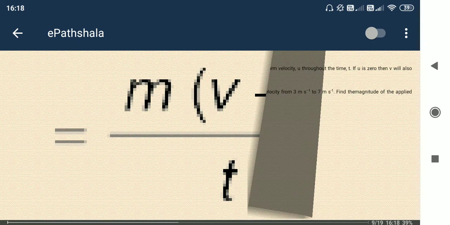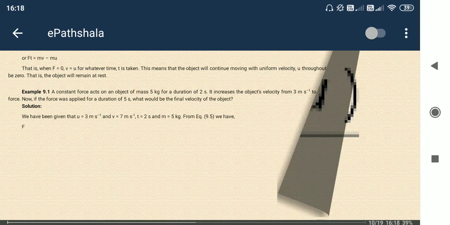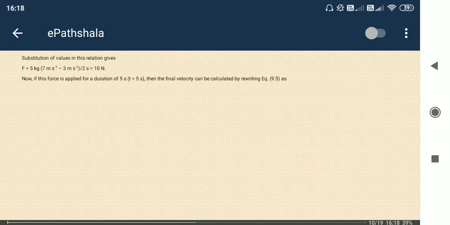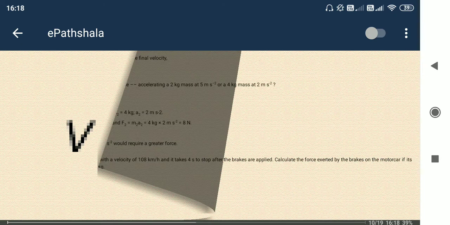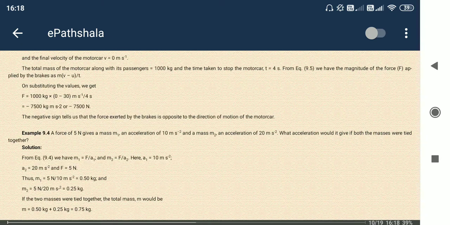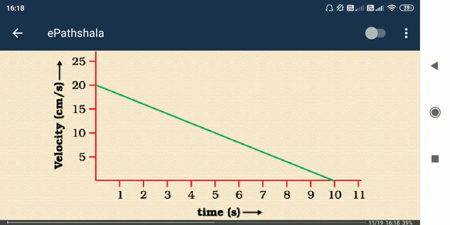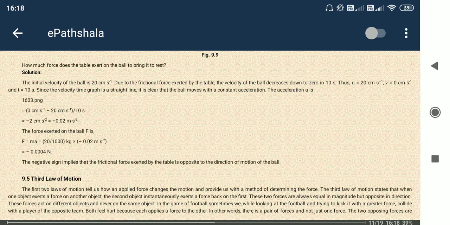So the conservation of momentum means that if we don't apply force, then the momentum will not change. This is the conservation of momentum. If we don't apply a force on a body, then it is going to remain at the same momentum.